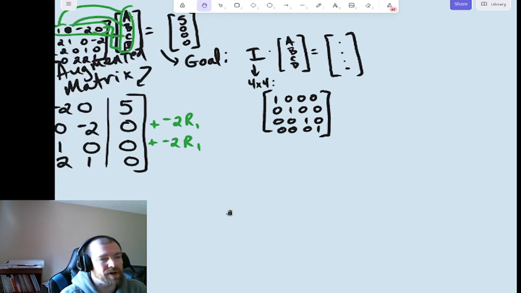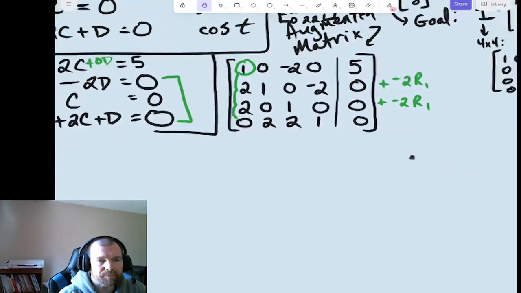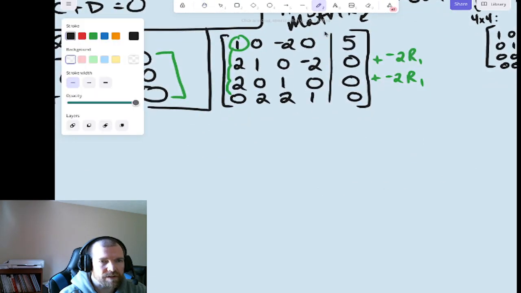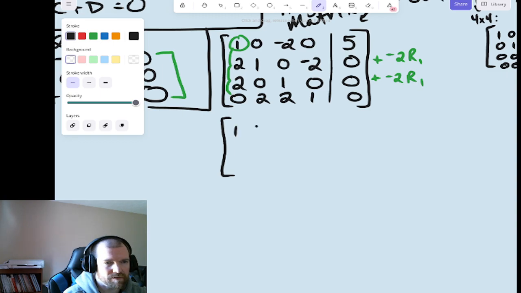Right? We could do this by row operation. So we take the individual operations that we're doing. We're going to keep row 1 exactly as it is. We don't care about anything. We don't want to move anything yet. Just leave it as is. So 1, 0, -2, 0, augmented with 5.